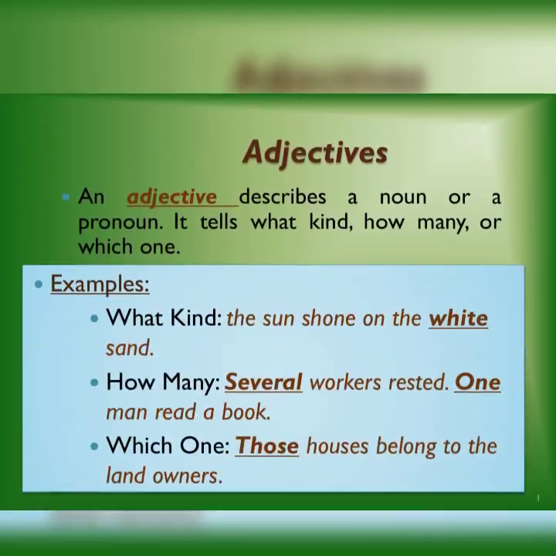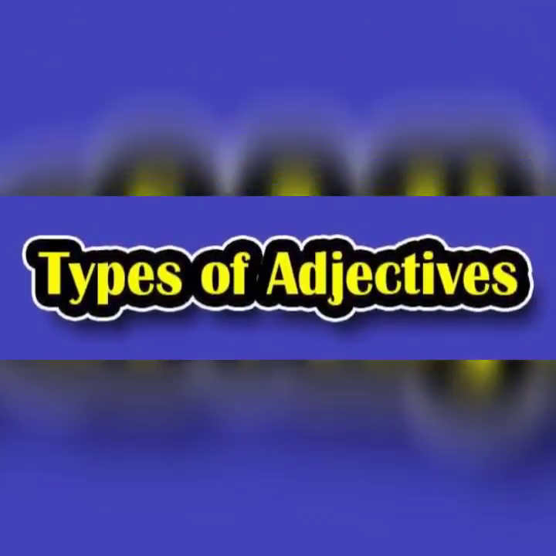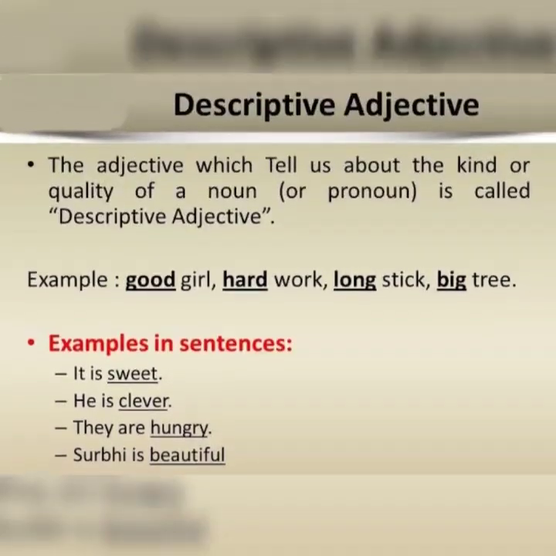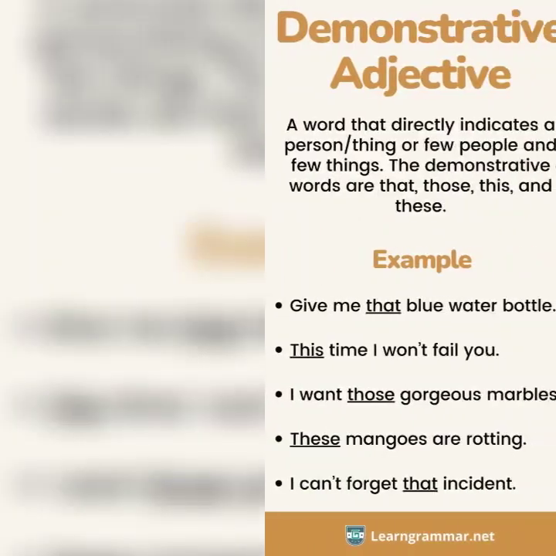Adjectives. An adjective describes a noun or a pronoun. It tells what kind, how many, or which one. For example, several workers rested. Types of adjectives. Descriptive adjective. An adjective that tells us about the kind or quality of a noun is called a descriptive adjective. For example, he is clever.